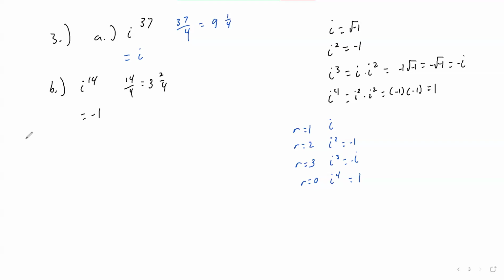All right, let's do one more. So we got part C. We get i to the negative 8. So what happens here is I have to put this on the bottom. So I get 1 over i to the 8th. And then I go, all right, well, 8 divided by 4 is 2 even. So that means the answer is 1. So that becomes 1 over 1. But you have to simplify that. So 1 over 1 is 1.